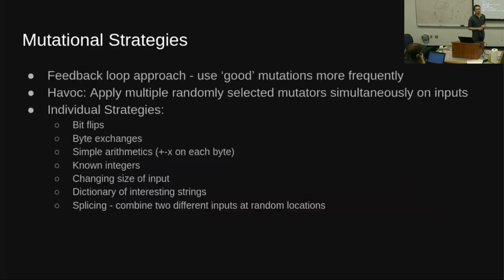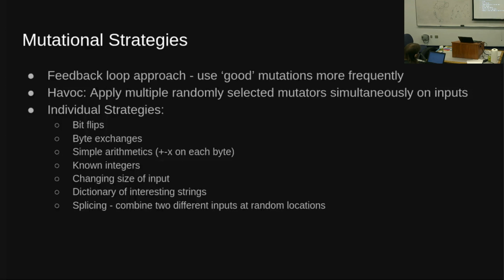Let's talk about some of the mutational strategies. We talked about grammar-based fuzzing, where you define a grammar and it generates code based on that. Now we're going to focus on the dumb mutations. There are some things people do, for example a feedback loop approach: if you see that one mutation gets new coverage more often than others, maybe you prioritize it. There's Havoc, where you take multiple of these mutations, choose a random subset of them and execute them all together for one fuzz case, and so on. But in general, it's fairly straightforward.